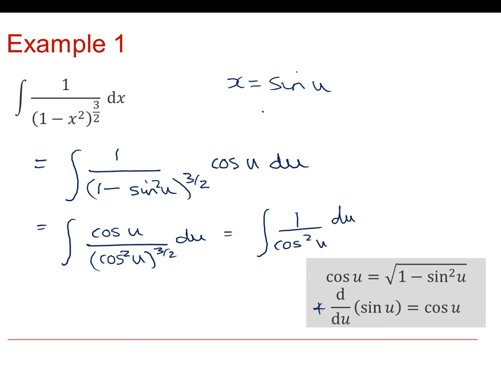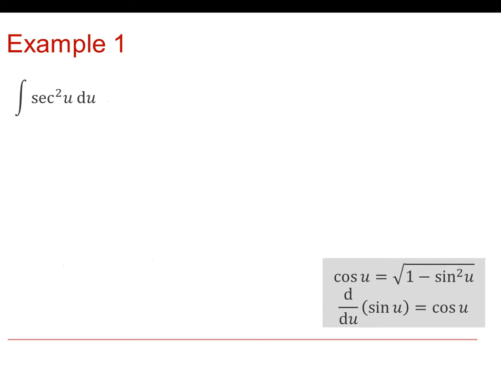And using the fact that cos u and sec u are reciprocals, we can write that as sec squared u du. We are able to integrate this new form of the integral because we know that the standard result is that the integral of sec squared u just gives us tan u. There are no limits, so as it's an indefinite integral, we need to remember the plus c.